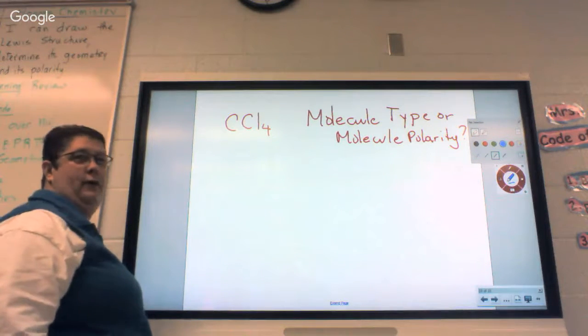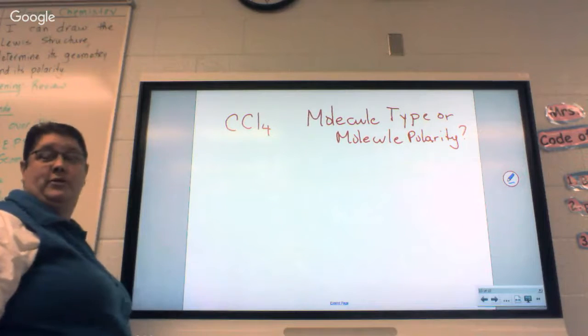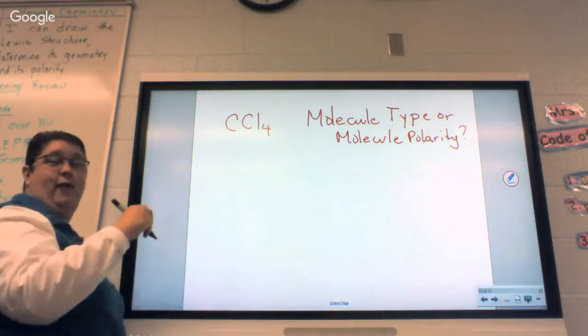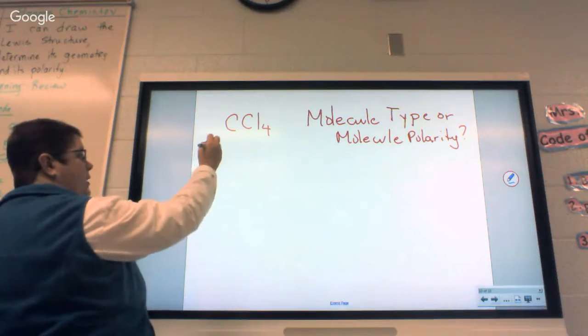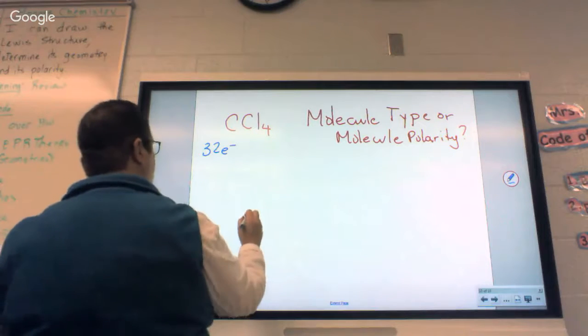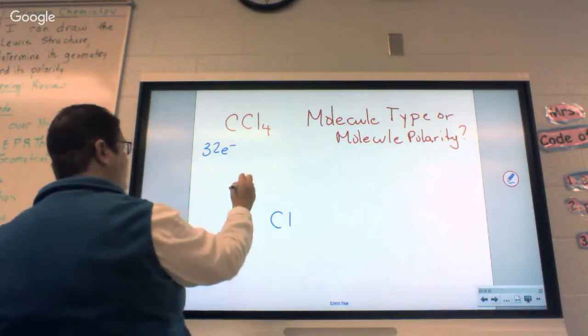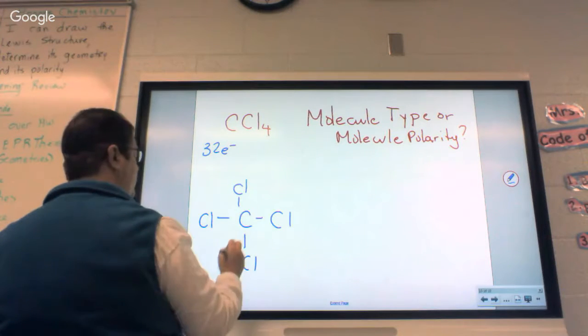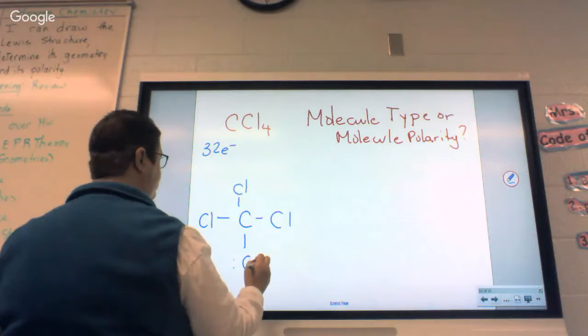So, CCl4. CCl4 has 32 electrons. So who's my central atom? C. And we're going to draw 32 electrons around the Cl. I'm just going to draw it for the sake of time.